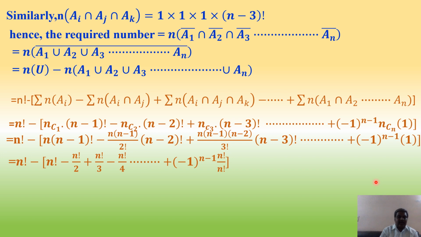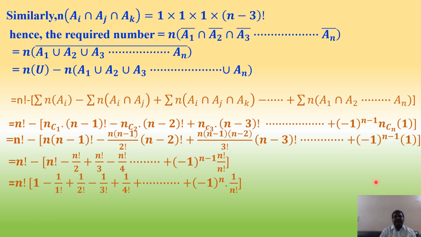Taking n factorial common, we get n factorial into 1 minus 1 by 1 factorial plus 1 by 2 factorial minus 1 by 3 factorial, and so on up to plus minus 1 whole to the power of n into 1 by n factorial. This is the way to derive the required thing. Understand? Here the important concept is you have to take Ai.